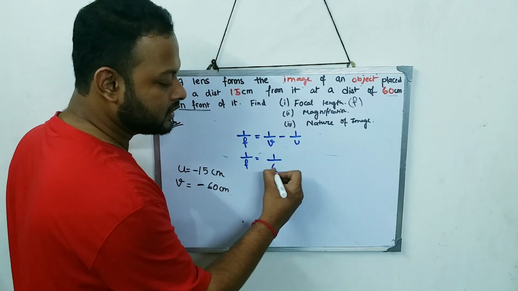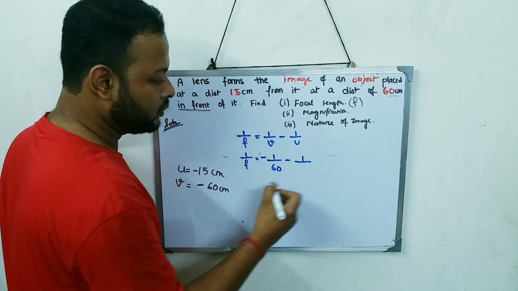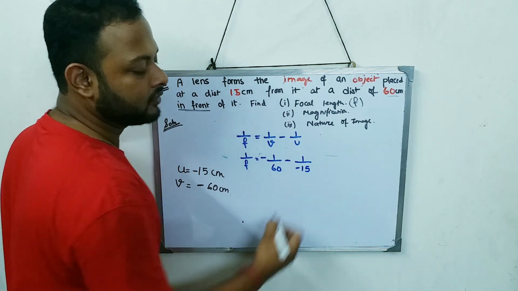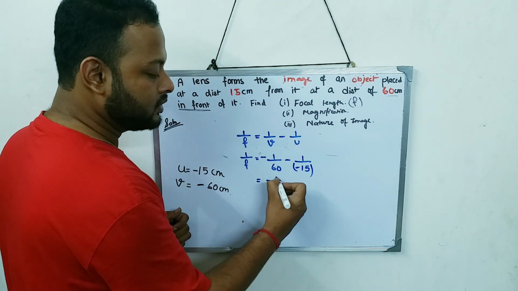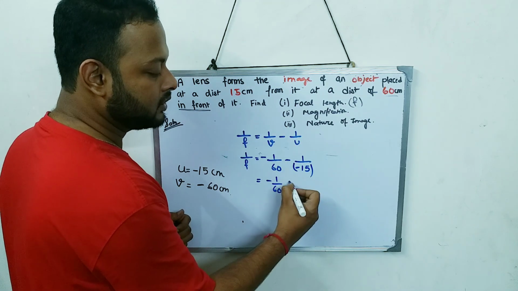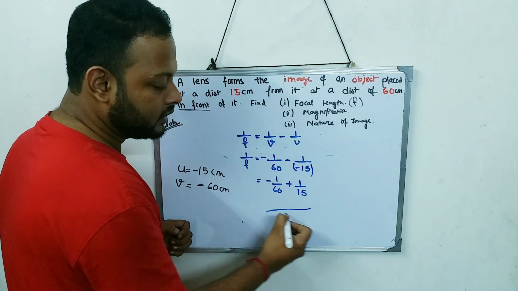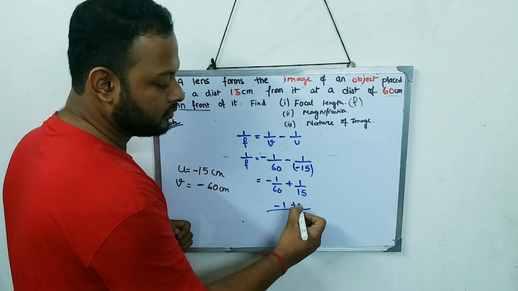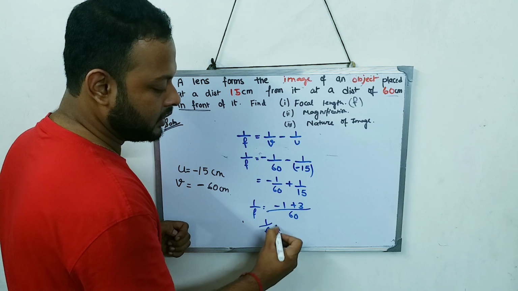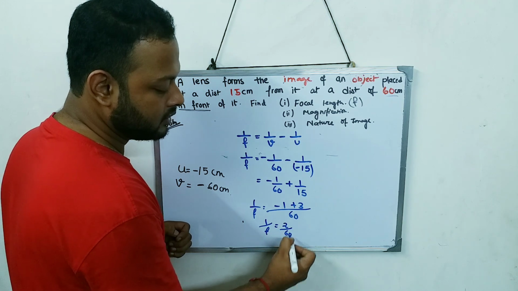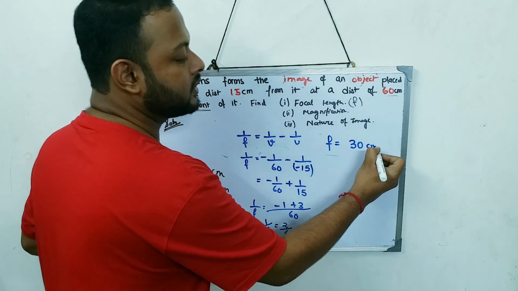V is equal to how much? 60, but it is negative. Minus u is 15, negative. Now minus 1 by 60, minus is plus. Okay, now take the LCM. So ultimately 1 by f is equal to 2 by 60. So ultimately you get f is equal to 30 centimeter.